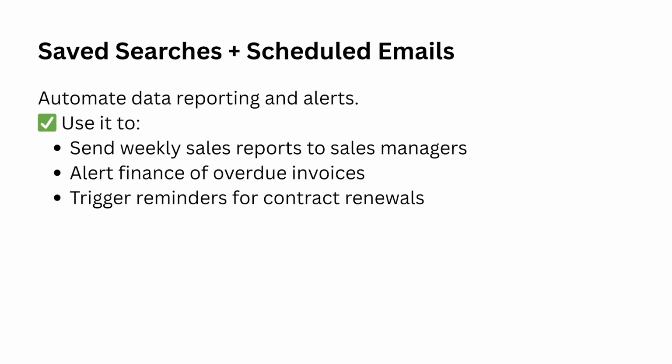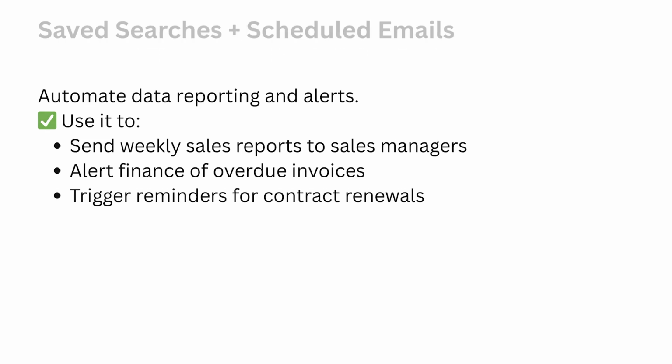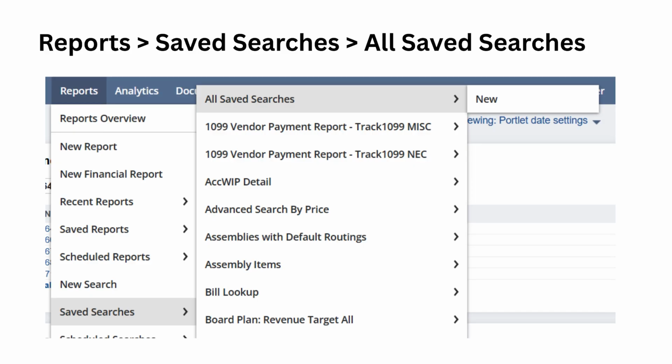Next is to create saved searches and scheduled emails. This automates data reporting and alerts. Use it to send weekly sales reports to sales managers, alert finance of overdue invoices, trigger reminders for contract renewals. Navigate to Reports, Saved Searches, All Saved Searches to create a new saved search.